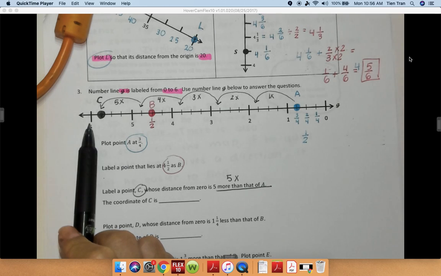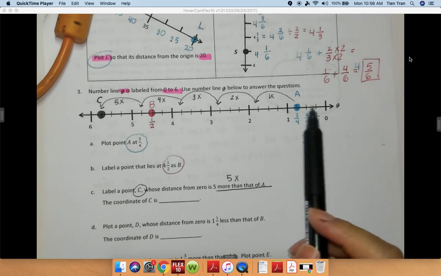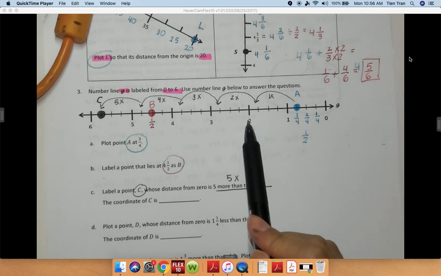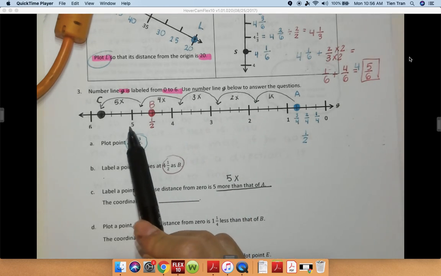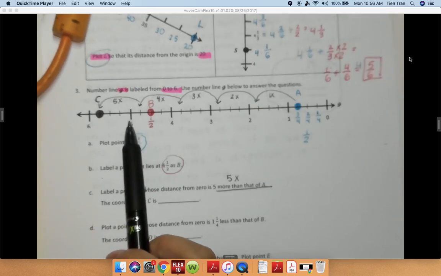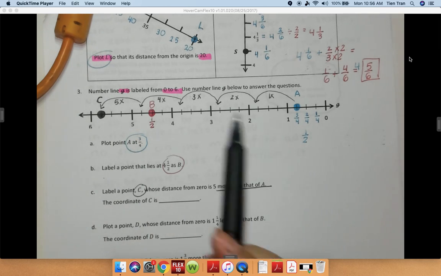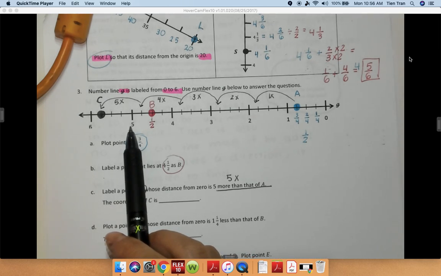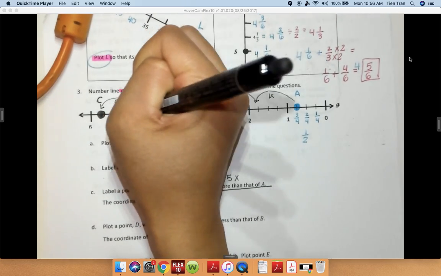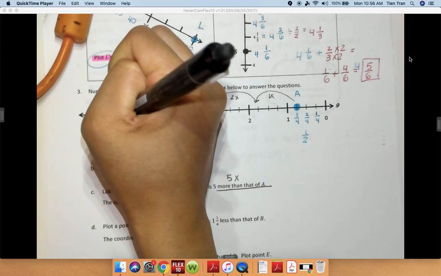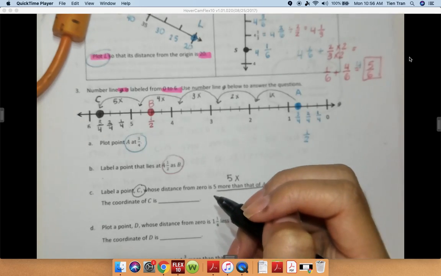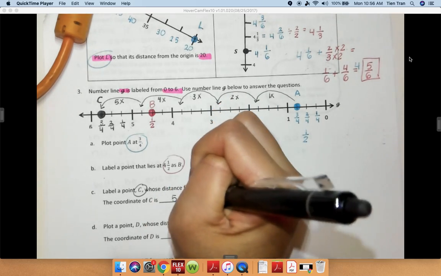I know it's not 6, because 6 would be this way. So it's 5, okay? Because we have the fractions here, and then we have our 1s, our 2s, our 3s, our 4s, our 5s. So I'm going to break this down. This one right here would be 5 and 0/5. And then this one would be 5 and 1/4. This one would be 5 and 2/4. And the last one would be 5 and 3/4. So my coordinate for C is 5 and 3/4.